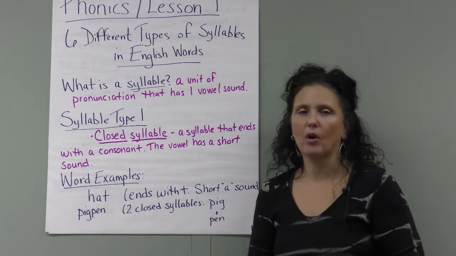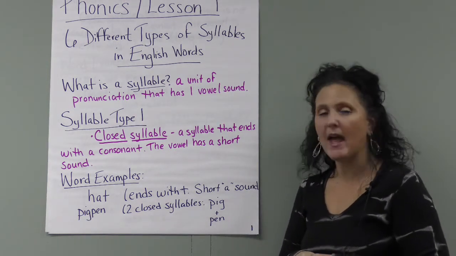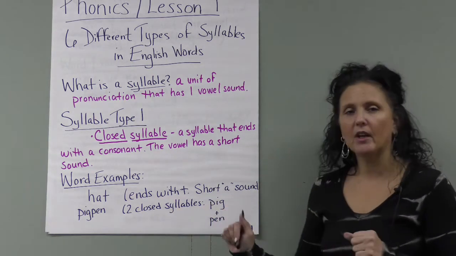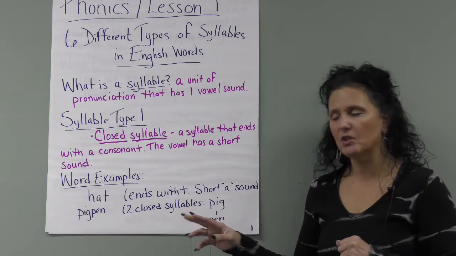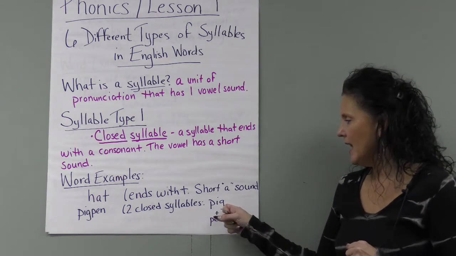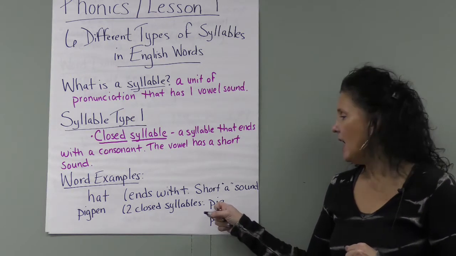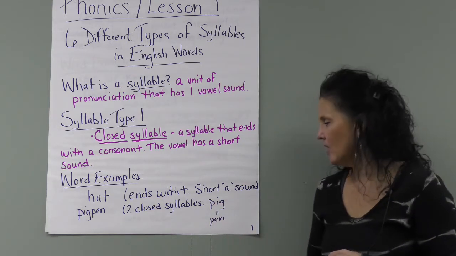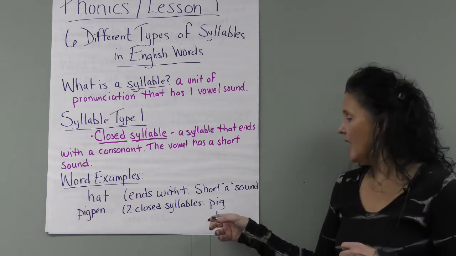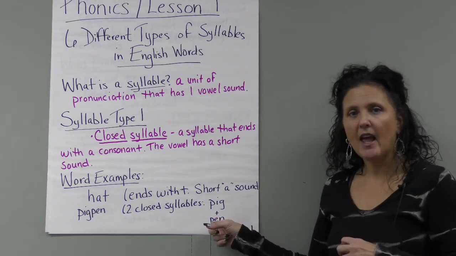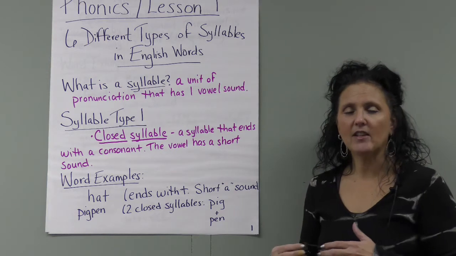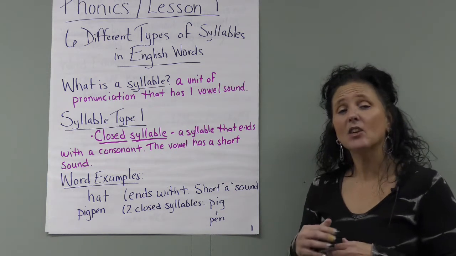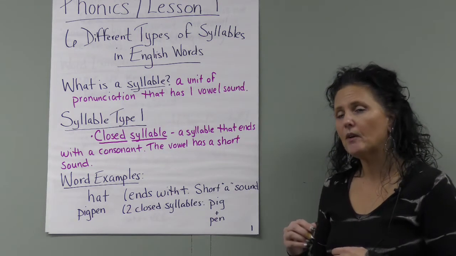This is a compound word made up of 2 smaller words, pigpen. Here we have 2 closed syllables. We can look at each word individually. Pig, pen. Those are 2 syllables. Pig is the first one. It ends in the consonant G, and the I makes the igloo sound, the short I sound. Then we have pen, and it ends in an N, which is a consonant, and the E makes the eh sound. That's the short E sound. So a closed syllable type ends in a consonant and has the short vowel sound.